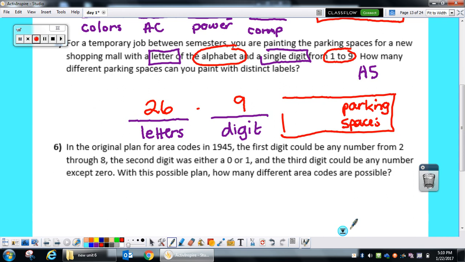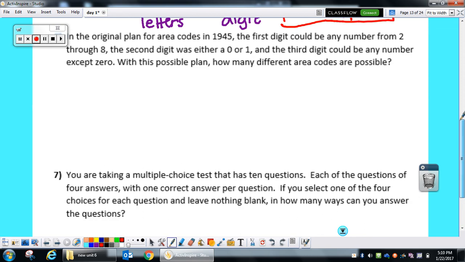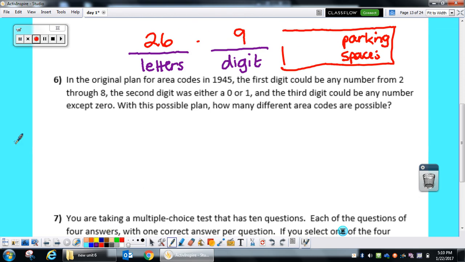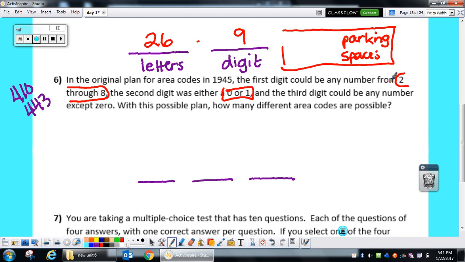All right, I will set 6 and 7 up, but you're going to have to come up with the numbers you use. Okay, so the original plan for area codes, and area codes is like 410 or 443, so those first 3 digits of your telephone. The first digit could be any number from 2 through 8. The second digit was either a 0 or a 1, and the third digit could be any number except 0. So you obviously have 3 slots open. Your first slot, the first digit, can be any number from 2 through 8, so you have to figure out how many options that is. The second digit is either a 0 or a 1. And the third digit could be any number except 0.